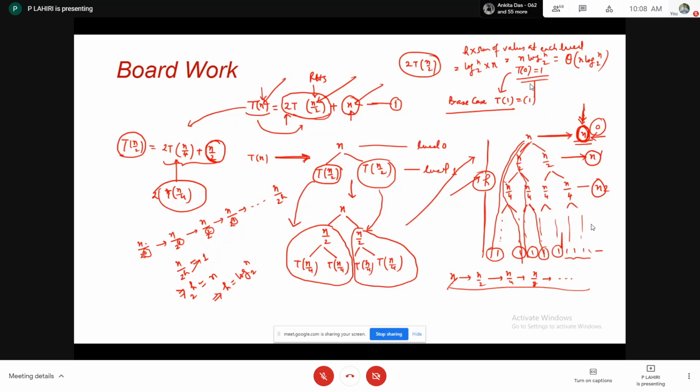Sir, when did the base case value 1 come? It will be given. Otherwise, you do not know where to stop.